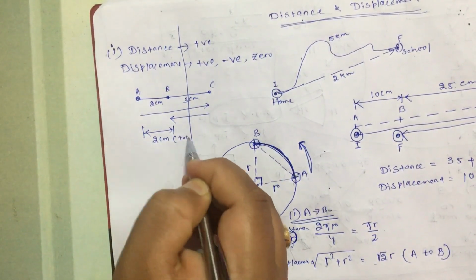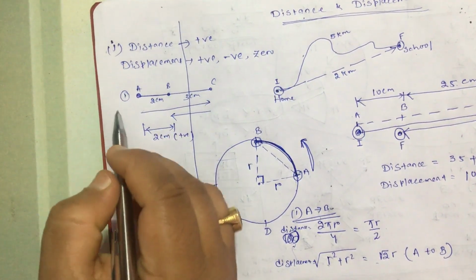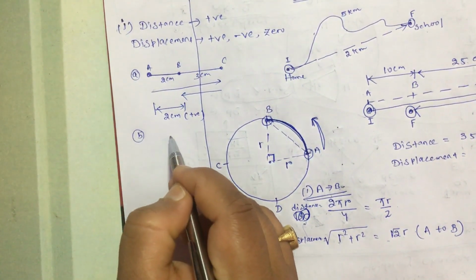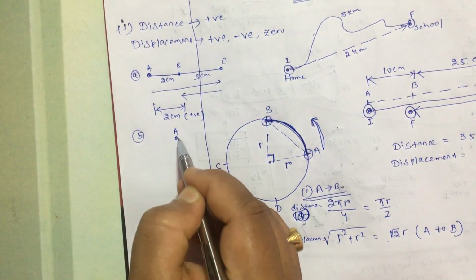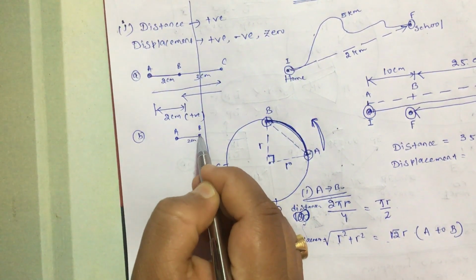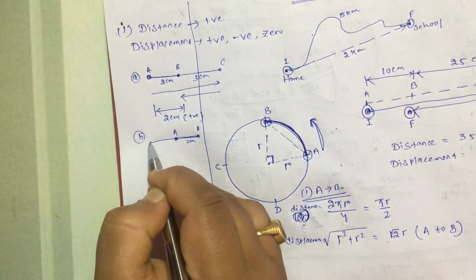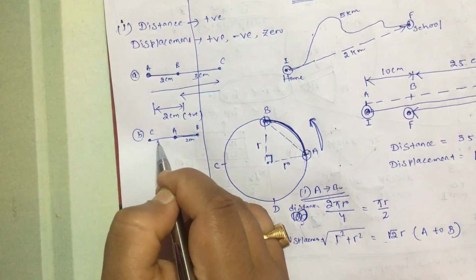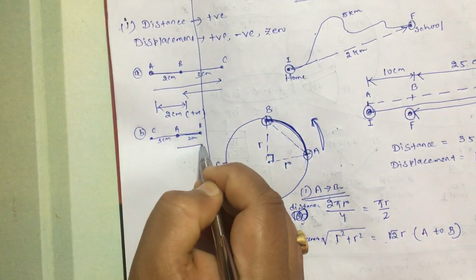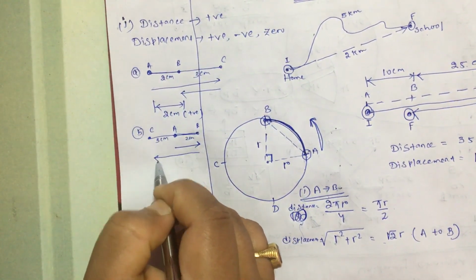It is positive. Okay, 2 centimeter from A to B. This is positive. Now how can it be negative? Let us take another example. You move from A to B, which is 2 centimeter, and again you come back from B to the C point, which is again let equal to 3 centimeter, but along this side. How do you move? You move from A to B, then you move from B to C.